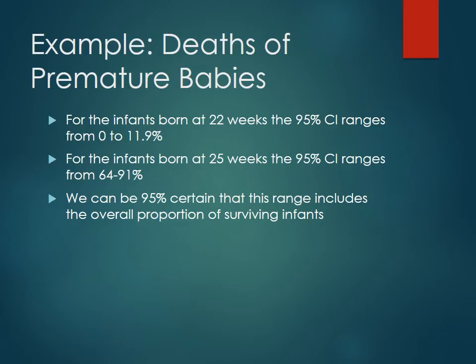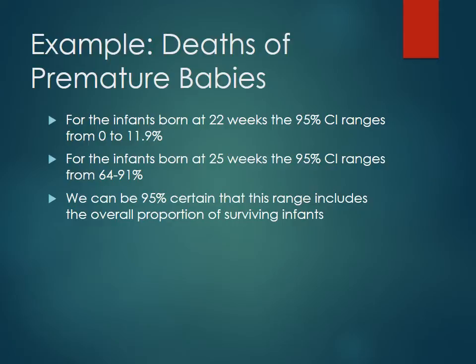Okay, so I'm repeating this slide real quick. I just wanted to reiterate a point to make sure I'm driving it home. When we're talking about 95% confidence intervals, say for instance we're looking at the 25-week gestational age babies that were born, essentially what we're saying when we generate that confidence interval is that we're 95% sure that the actual survival rate for a child born at 25 weeks is somewhere between 64 and 91%.